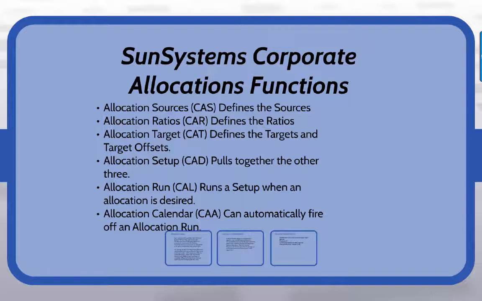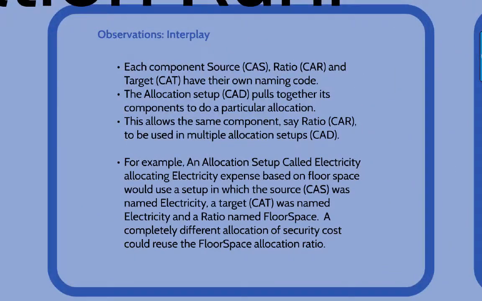That's the beauty of this whole solution, is that once you get an allocation set up working the way you want it, then all you have to do is run it, and it does a huge amount of work for you in just a second, in just a minute. So you define your source, ratio, and target, pull them together with a setup as a major project, as an afternoon project, and then you run it as a routine thing, and it happens really rapidly, including the allocation calendar, which can automatically do a run for you if you really wanted this thing to be slick.